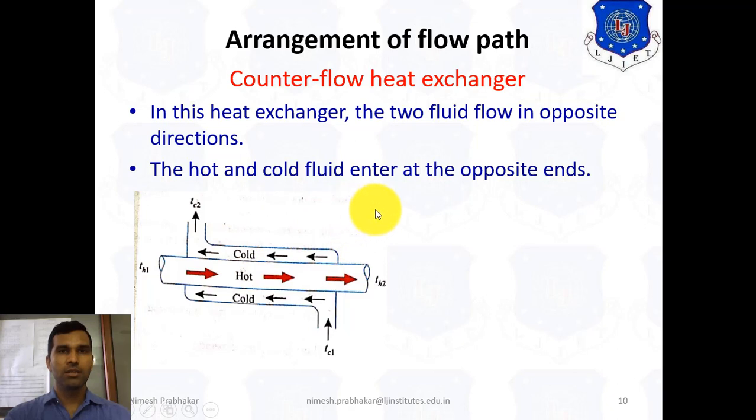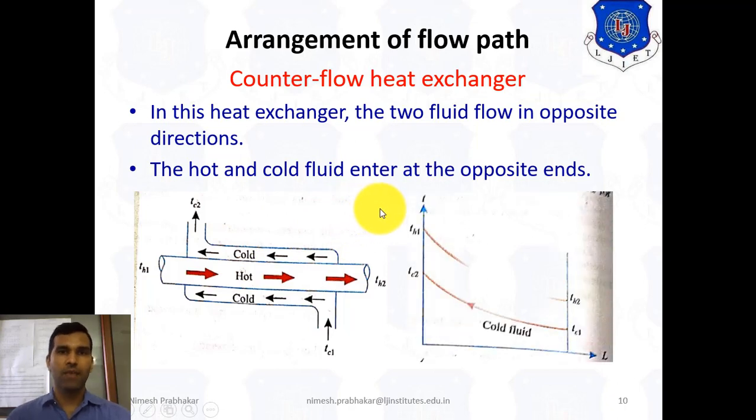Now to understand this heat exchanger, we take a graph. So TH1 here is the temperature of the inlet hot water, and this is TH2, the outlet temperature of hot water. So heat energy is transferred this way. First the temperature is high, then due to this heat exchange between hot and cold fluid, the temperature is decreased like this. And this is the cold water.